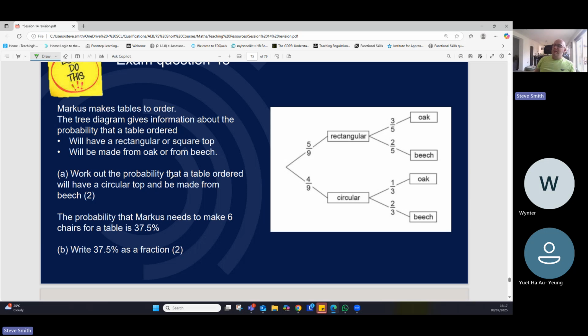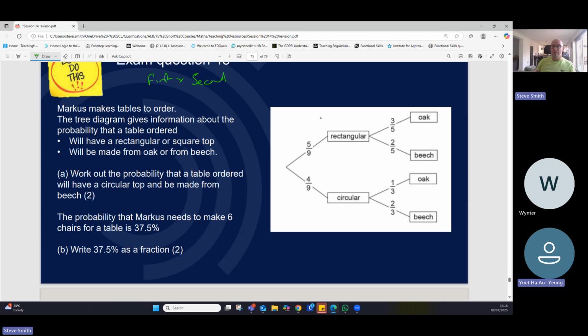Marcus makes tables to order. The tree diagram gives information about the probability that the table ordered will have a rectangular or a circular top, and whether it was made from oak or beech. Work out the probability that a table ordered will have a circular top and be made from beech. So we just had above where we're talking about double occurrences. So it's first occurrence times by second.